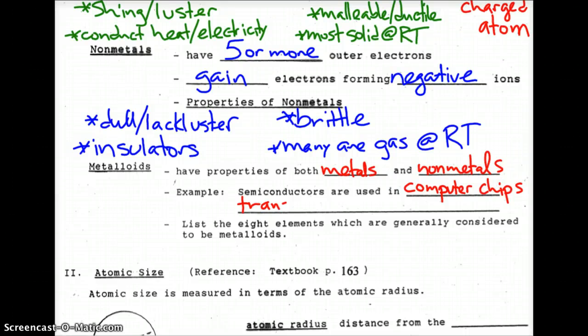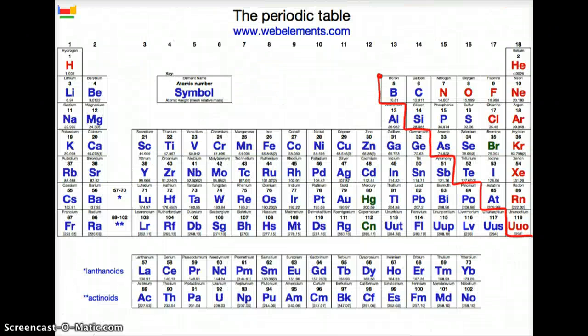Transistors, other electronic devices. Without metalloids, without these semiconductors, hardly any of our electronics would be usable or would be in existence. So again, everything except for aluminum touching that stair-step line that we drew earlier is a metalloid. Aluminum we know is a metal.